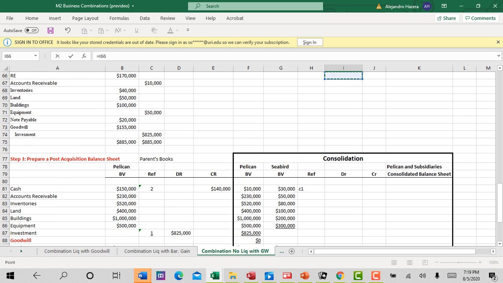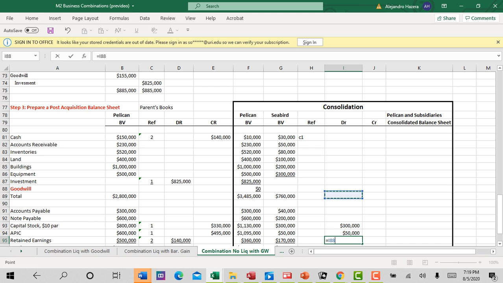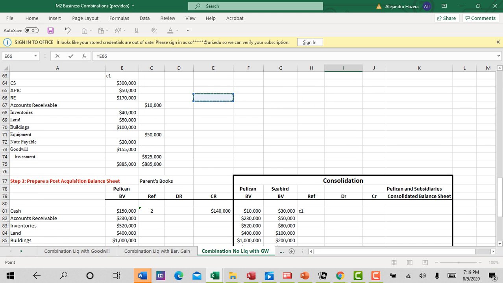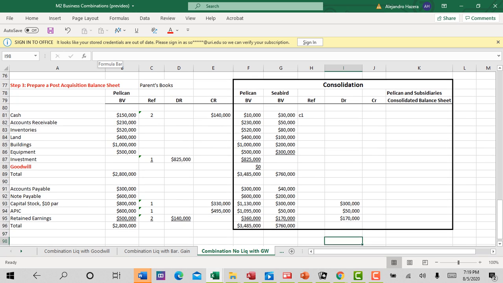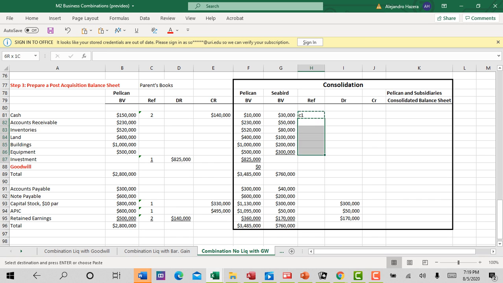Then we have a debit to additional paid in capital for 50,000. Then we have a debit to retained earnings for 170. Okay, and these are all consolidation entries. So we've gotten rid of the first 3, and all your refs here are C1. Those basically are saying that you're getting rid of your equity. Even though the other company continues to exist, from a consolidated perspective, you're only one company. In a sense, you're kind of looking at yourselves as one company, even though in reality you're not.